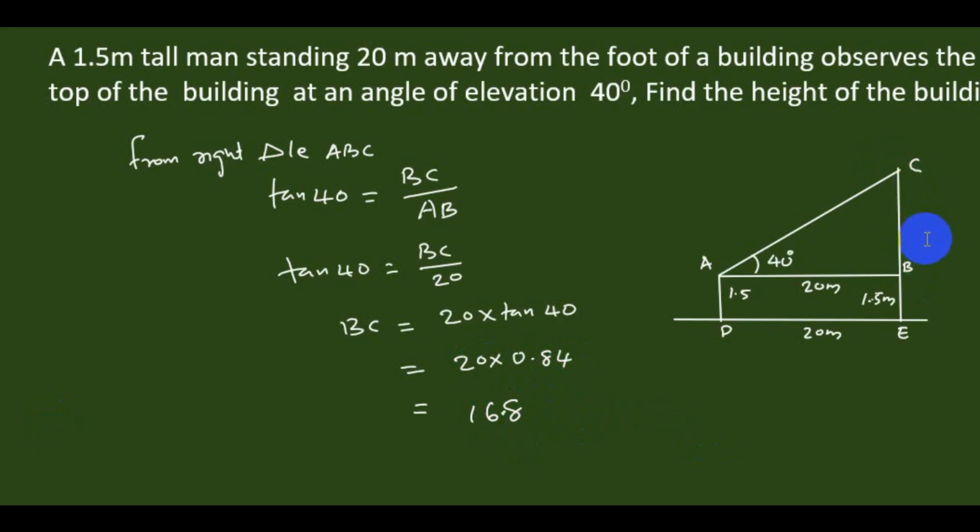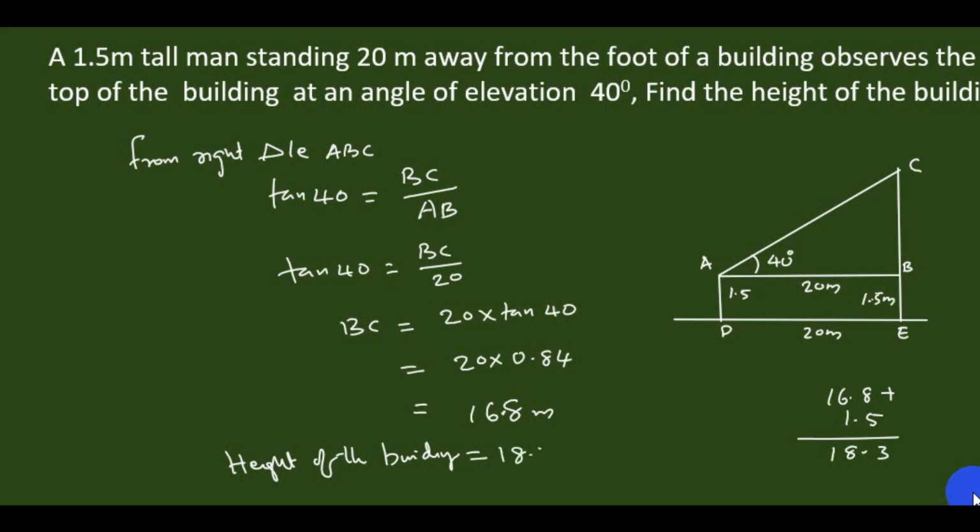16.8 is the length of BC. Okay, BC is 16.8 meter. We need to find out the height of the building. The height of the building is equal to, we need to add these two distances, that is 16.8 should be added with 1.5. When we add these two numbers, 8 plus 5, 13, 1 is left, 6 plus 1, 7 plus that 1, 8, 18.3. That's equal to 18.3 meter is the height of the building.